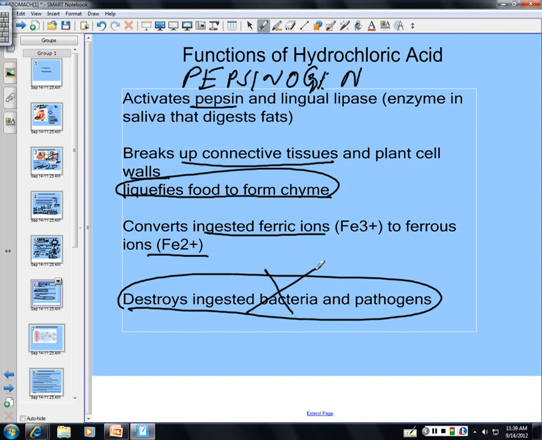Now this does not mean that you stop washing your fruits and vegetables. You definitely need to wash your fruits and vegetables. But again, look at the beauty of nature. So if anything has escaped and gone into the stomach, it's going to get destroyed.